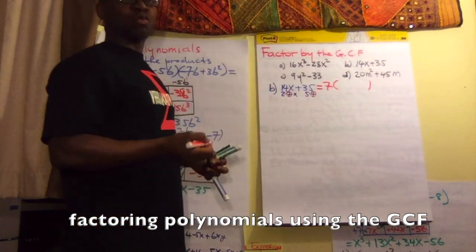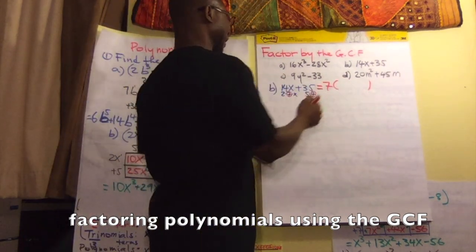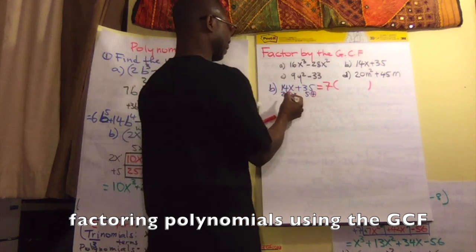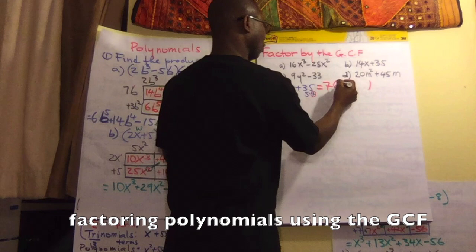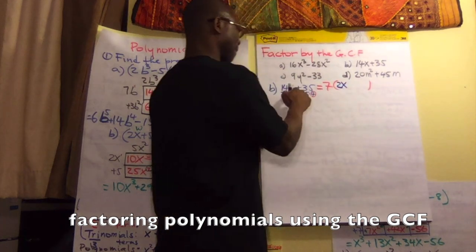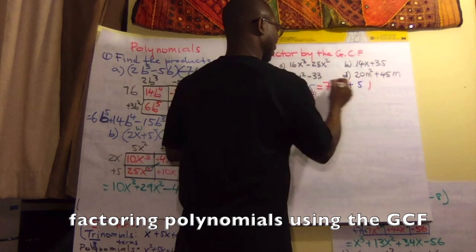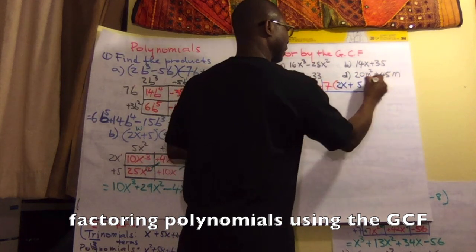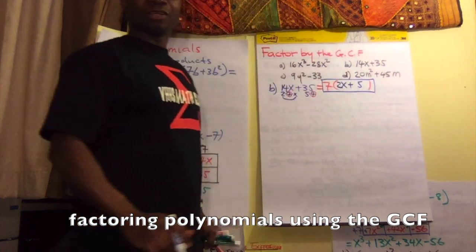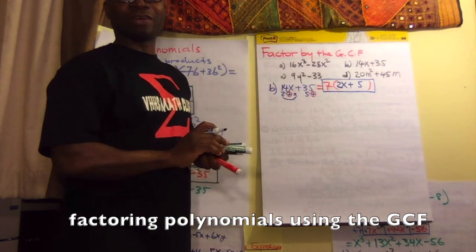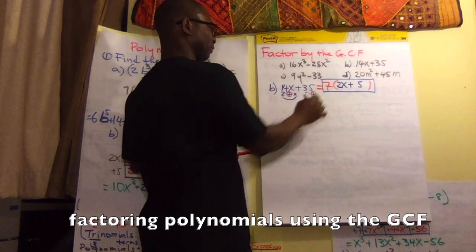Okay? Whatever is left over, we put it inside, just like before. So we have 2x, which is left over. It goes inside. Plus, don't forget your plus now, 5. And this, my friend, is your answer. You just factor this by using the greatest common factor, right?